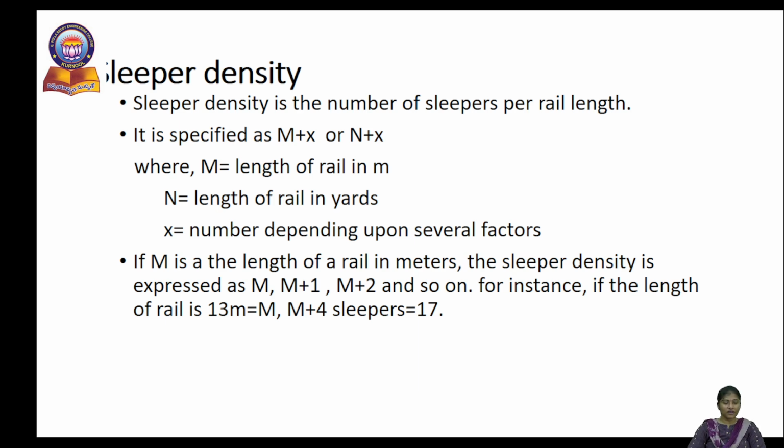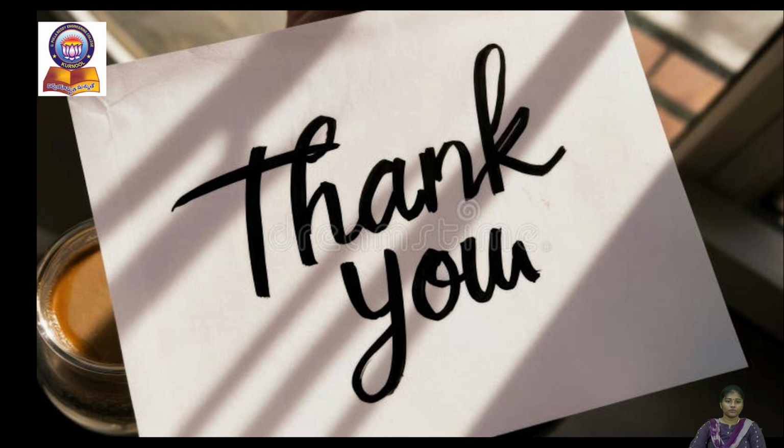For example, if M is the length of the rail in meters, sleeper density is expressed as M, M+1, M+2 and so on. For instance, if the length of the rail is 13 meters, that is M is 13 meters, the number of sleepers required as M+4 is 17. 17 sleepers are required.